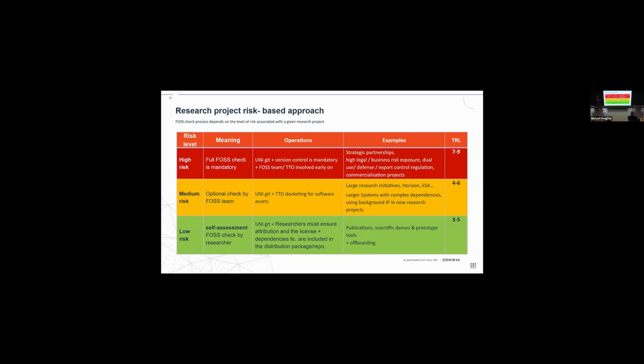So for strategic partnerships or high legal risk exposure, dual use defense, all that is picking up right now. Then we have something like on demand. It's maybe a complex project, but not really super high risk. And then traditional research publication work is very low risk, and most of that assessment can be done by the researchers themselves when they are trained and they have tools to choose the right license.